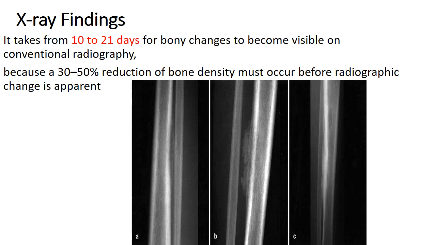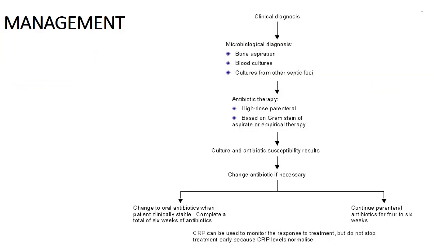X-ray findings. As I have already told you, pathogenesis starts with just inflammation, and the patient presents with pain and high-grade fever. It takes 10 to 21 days for bony changes to become visible on conventional X-ray. So the diagnosis is mostly clinical, and you start microbiological diagnosis with bone aspiration, blood cultures, and cultures from other septic foci.